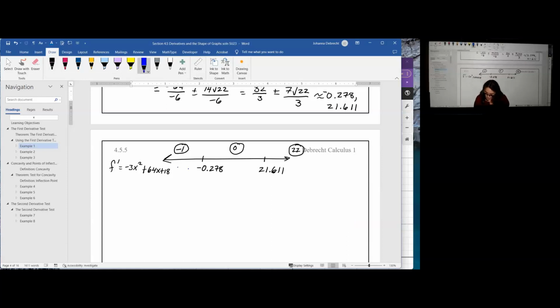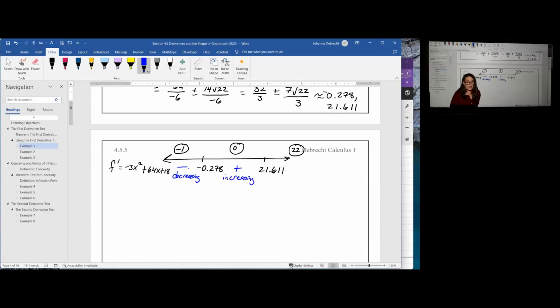Again, I don't really need to know what the actual value is. I just need the sign. This means that it's decreasing over the interval from negative infinity up to the first critical point. What about in between these two critical points? Substitute 0 into the first derivative. I get 18, which is clearly positive. In this region, I must have an increasing function.